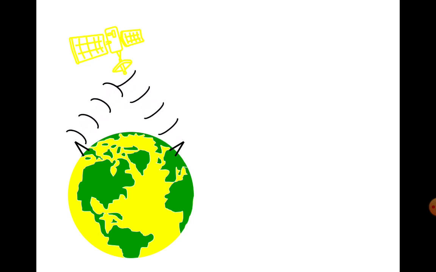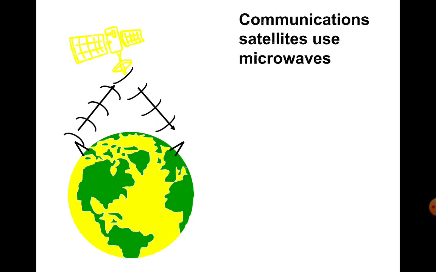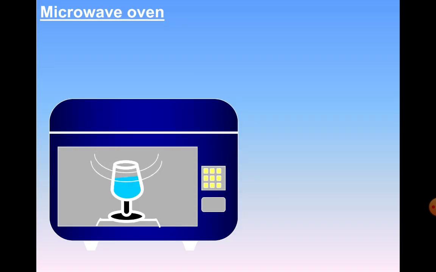Because of their shorter wavelength compared with radio waves, they have a higher frequency, they are more penetrating than radio waves. So, microwaves are used for communication, internet, Wi-Fi. Then we have, of course, the microwave oven.